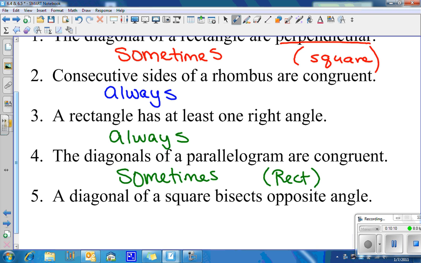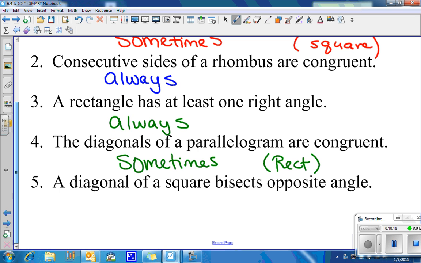A diagonal of a square bisects opposite angles. Sometimes, always, or never? When? You said always? Because all four sides are equal. Okay, a diagonal doesn't go through the angle at all? I think if I drew a diagonal of a four-sided figure, the diagonal goes between the two vertices across from each other. No, bisect means to cut in two. So sometimes, always, or never? It's always. Because a square is a rhombus, and a rhombus always does that.